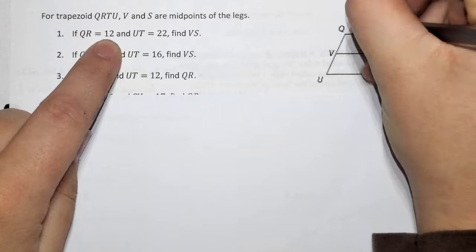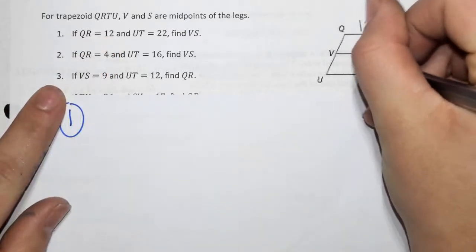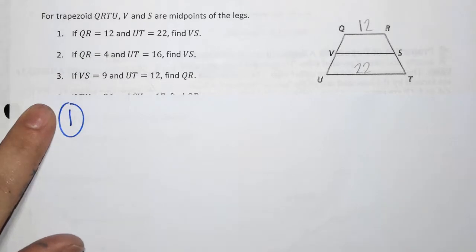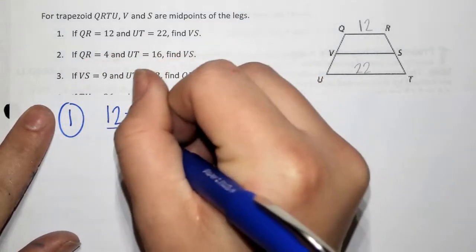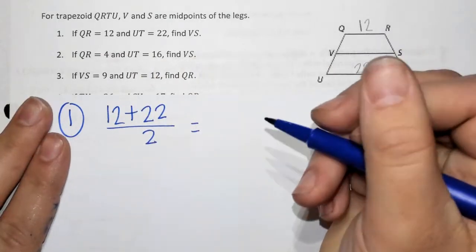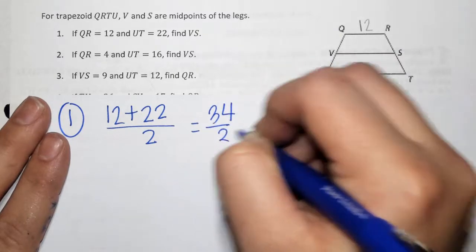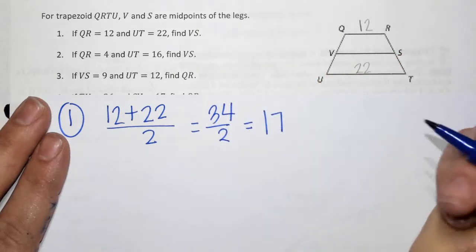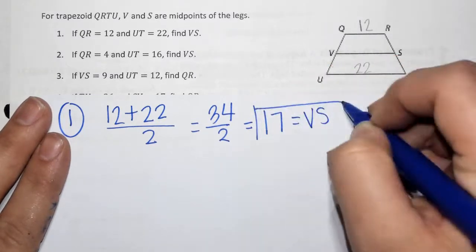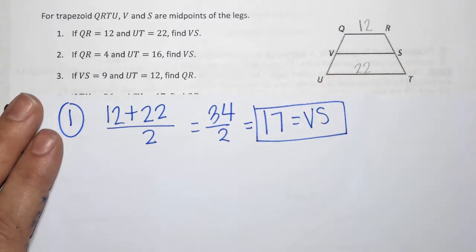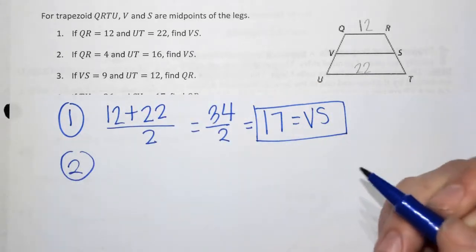So if QR is 12 and UT is 22, we want to find the middle. Well, take the average. 12 plus 22 divided by 2. That's 34, divided by 2, then it's 17. So VS, the mid-segment, is 17. Okay? 2, same thing.